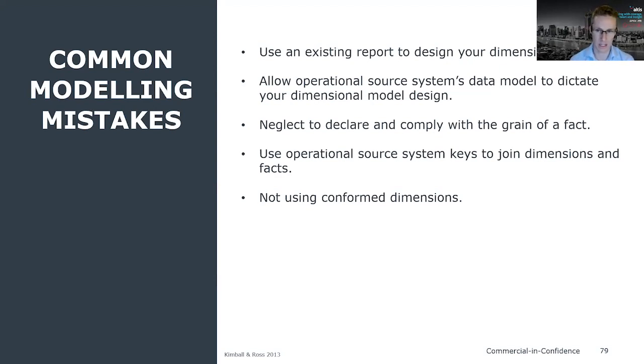The other one is neglecting to declare your grain and then complying with it. Key thing, make sure you understand the grain. If you're following your 4-step Kimball process to design your dimensional model, it is number 2 on the step list, so make sure you get it right. We've already talked to this one briefly. Don't use your operational source system keys to join your dimensions to facts. Use your surrogate keys. And then finally, not using conformed dimensions. If you've got your bus matrix current and up to date, you'll be able to see what dimensions already exist. Use existing dimensions where you can in your dimensional models rather than introducing a plethora of dimensions that are largely the same thing.